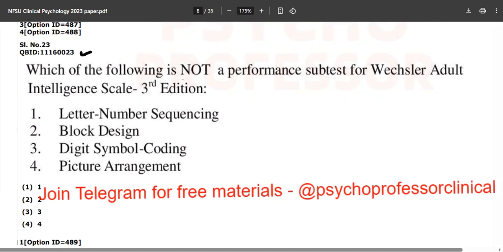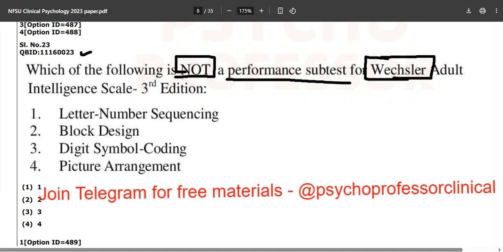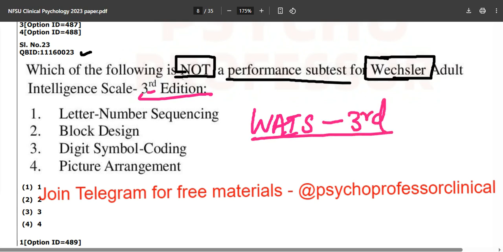Now they are asking which of the following is not a performance subtest for Wechsler. I will call it Wechsler, it is easier to pronounce. Okay, so Wechsler Adult Intelligence Scale third edition. Now they are talking about Wechsler Adult Intelligence Scale third edition. Okay, letter number sequencing, block design, digit symbol coding, and picture arrangement.